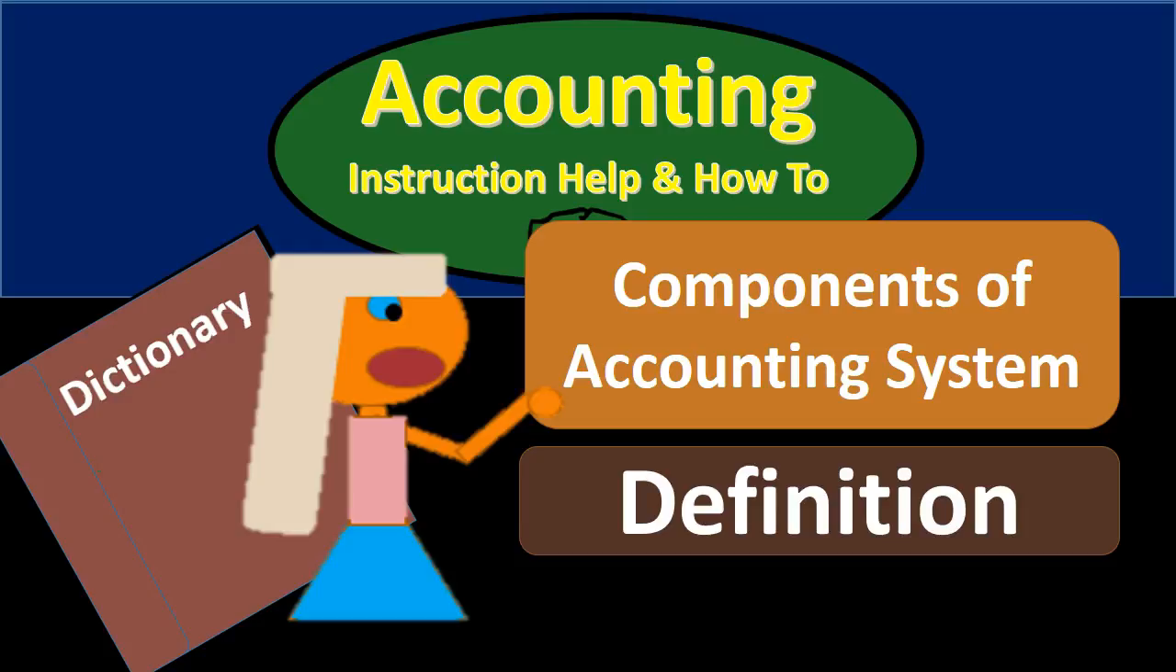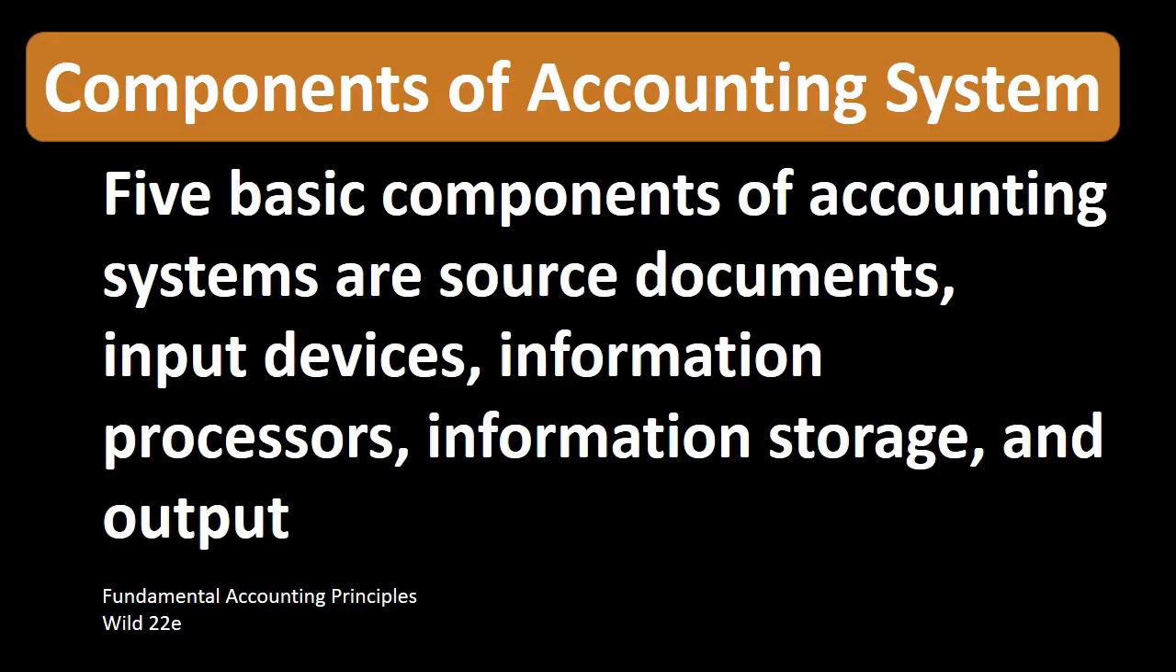Hello, in this lecture we will define components of accounting system. According to Fundamental Accounting Principles, WILD 22nd edition, the 5 basic components of accounting systems are source documents, input devices, information processors, information storage, and output.